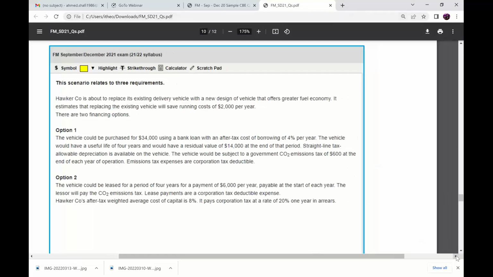The question states, Hawker Company is about to replace its existing delivery vehicle with a new design of vehicle that offers greater fuel economy. It estimates that replacing the existing vehicle will save running costs of 2,000 per year. So the company is about to replace its vehicle with a new vehicle that offers greater fuel economy, and it estimates that replacing the vehicle will save running costs of 2,000 per year. So the company is basically trying to replace its vehicle.